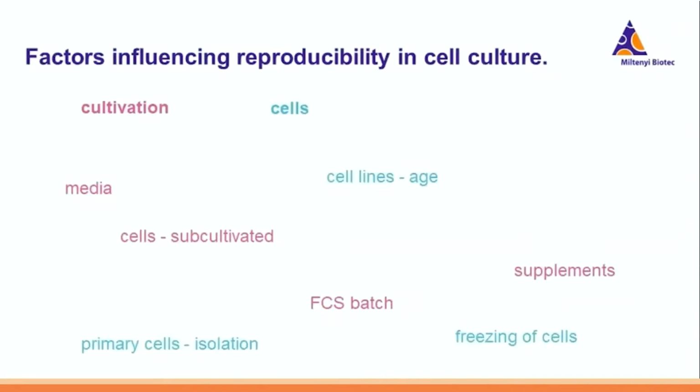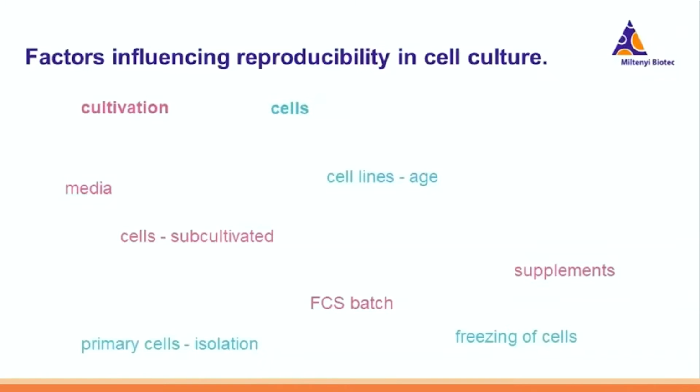Then we also have the cells per se influencing the reproducibility in our cell culture. In terms of cell lines, the age influences the outcome, as cell lines that are cultivated for longer time periods can display different behaviors or results than cell lines cultivated for a shorter time period. If we are working with primary cells, for sure the donor variability will influence our results, but also the way we isolated the cells and how reproducible the procedure is will have an impact on our outcome.